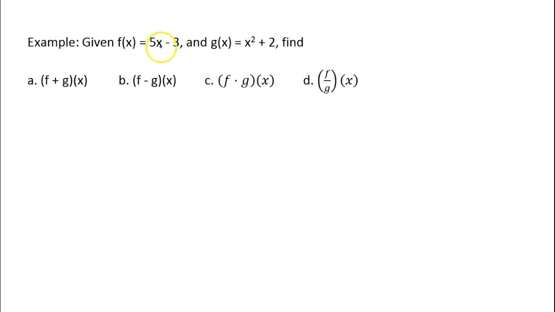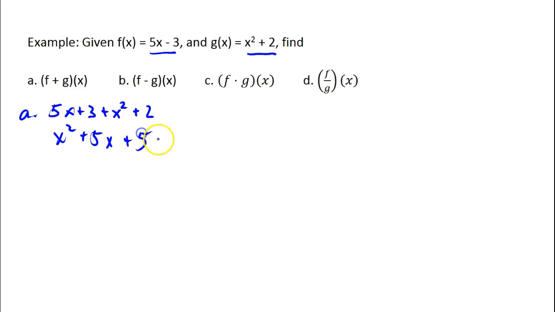If I'm given that the function f is 5 times x minus 3 and the function g is x squared plus 2, let's find f plus g of x. That means add the functions together. So it's going to be 5x plus 3 plus x squared plus 2, and we will get x squared plus 5x plus 5 equals our f plus g of x.